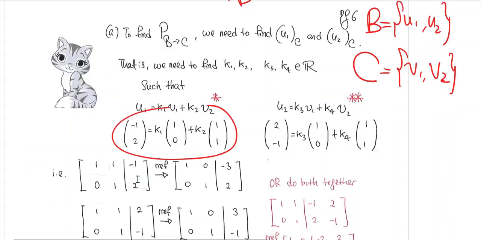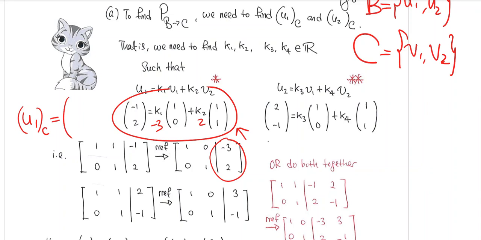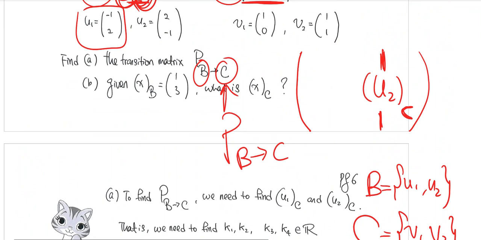Look at the RREF matrix right here. Solving this system, you have this. That is your K1 and K2. K1 is -3, K2 is 2. So the coordinates of U1 with respect to basis C is -3, 2, which means that right here, this is -3, 2.